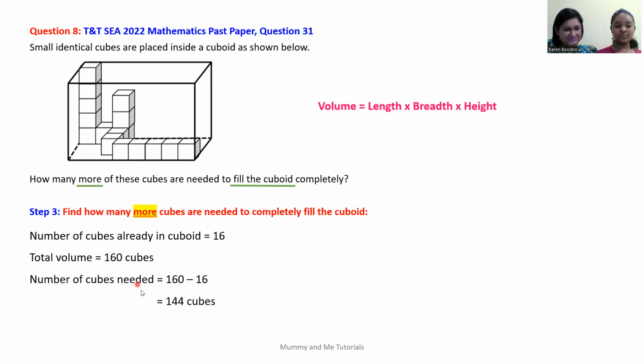The number of cubes needed is equal to the total, which is 160, minus how many cubes are already in the cuboid, which is 16, and we get 144 cubes. So what did the question ask us to calculate? To calculate how many more cubes are needed to fill the cuboid completely. And how many additional cubes do we require to completely fill this cuboid? 144 cubes. So we answered the question.